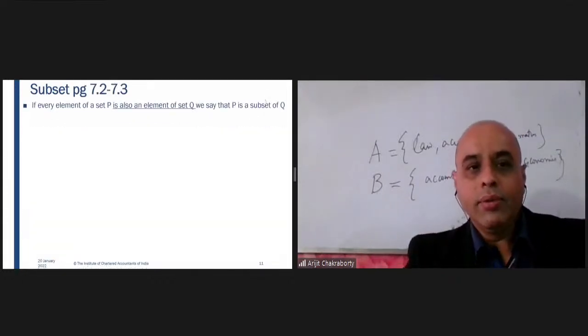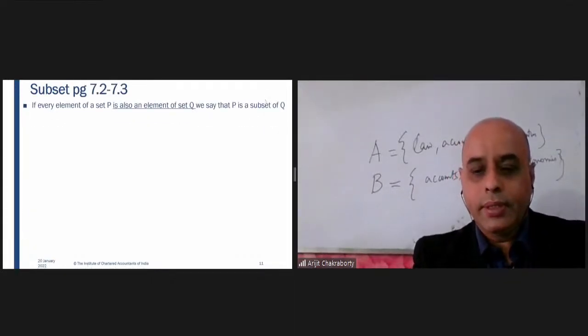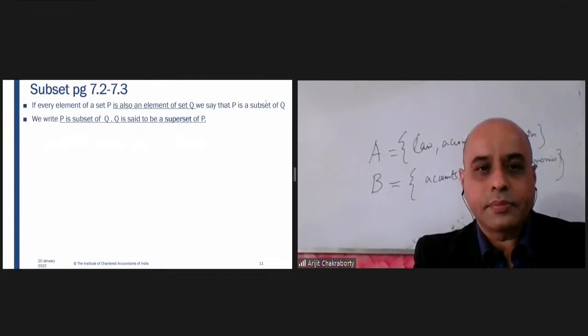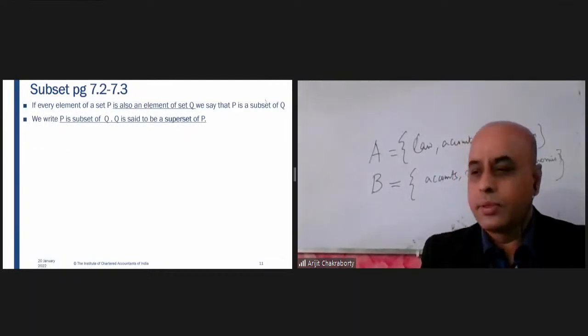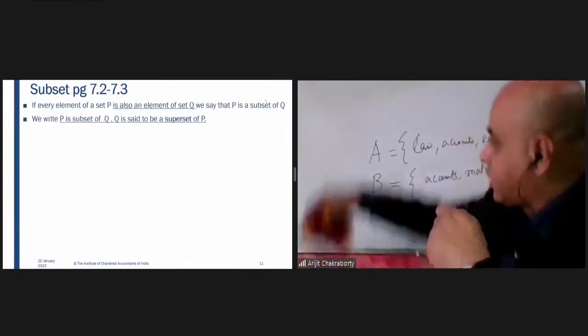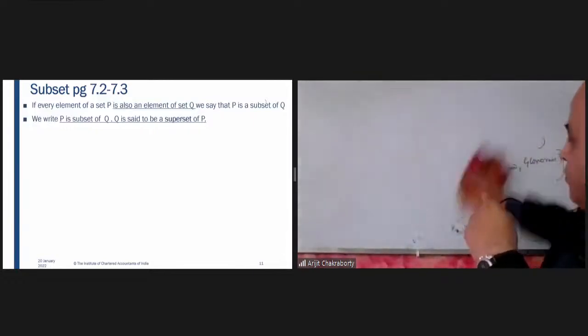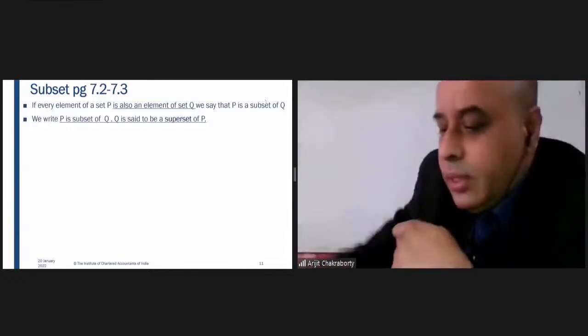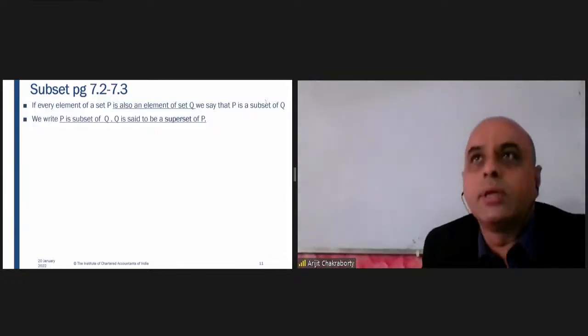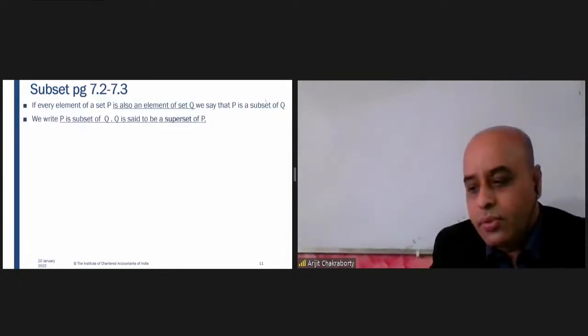Now we come to subset. Very simple concept. Let us take an example of subset to understand better. We are writing two sets, and in most cases we will use the braces or roster form.